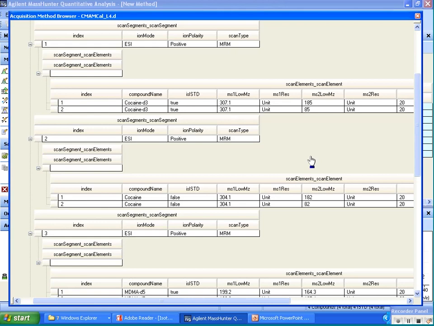Otherwise, you can go back to the acquisition application to check and load your acquisition method there. This is basically a quick reference in the quantitation to check something if you want to understand how that sample was acquired.